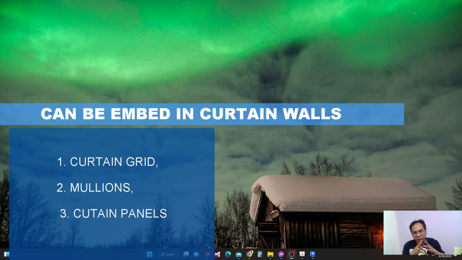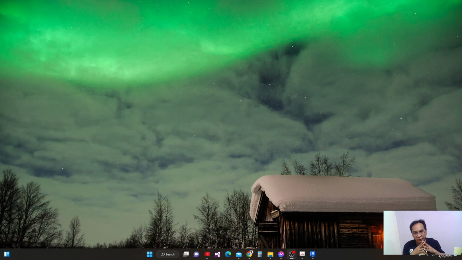Curtain wall is a very unique wall type that allows you to embed divisions like grids, mullions, and curtain panels. You can draw curtain grids freely, and also mullions. Mullion represents the structural profile on a glass facade, and it is hosted to the curtain geometry.